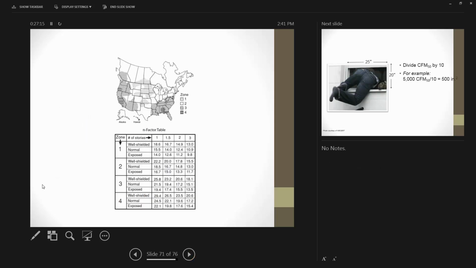I'll jump back to the slide in a minute. So here's just a chart of what the N factor is, and it's a little bit qualitative in some ways. You can see that it's broken out into 4 different zones across the U.S., and depending on what zone you're in, and the number of stories of the building, and then the qualitative sort of, is it exposed, is it normal, or is it well shielded? Depending on where the building sits, you have to make that call to put in the N factor.